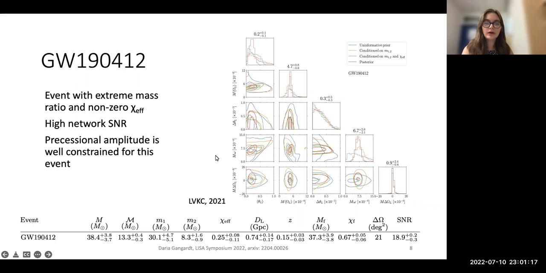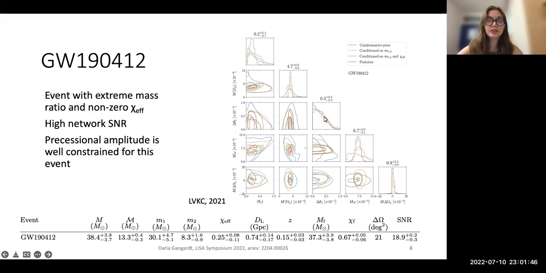Across all of our gravitational wave events, we found that the precessional amplitude is much better constrained than the nutational amplitude. And you can see this here in GW190412, where if you look at the column containing bracket theta L, you find that the posterior is very different from its priors. While for the nutational amplitude, delta theta L, you see that the posterior matches the priors exactly.